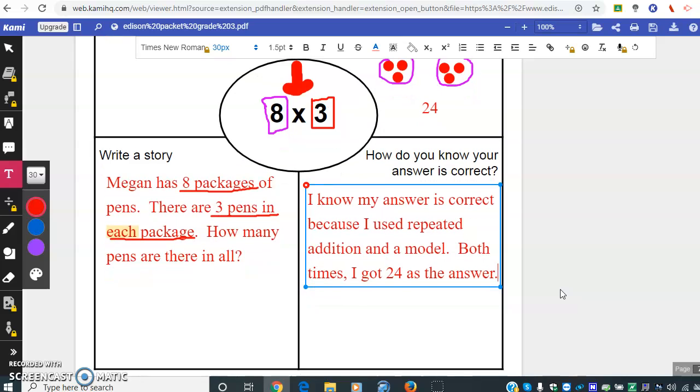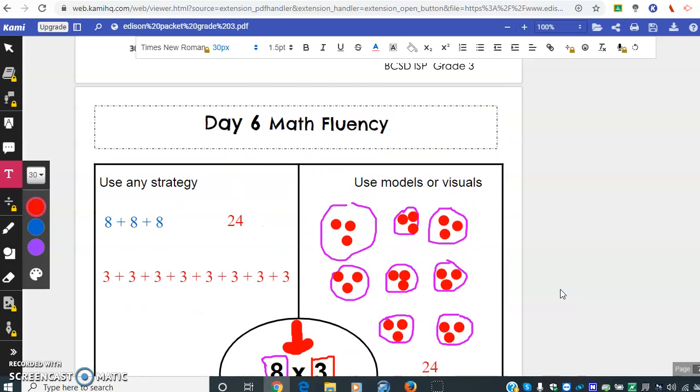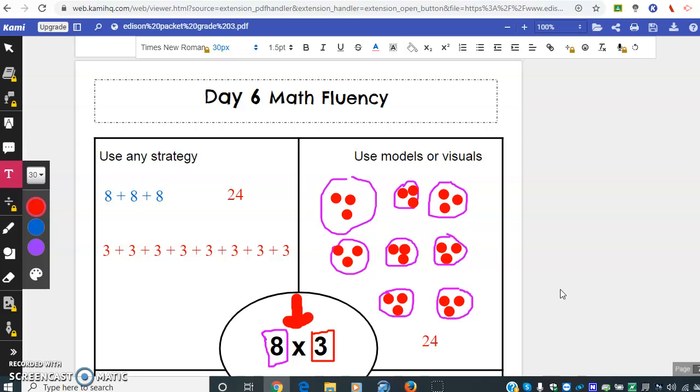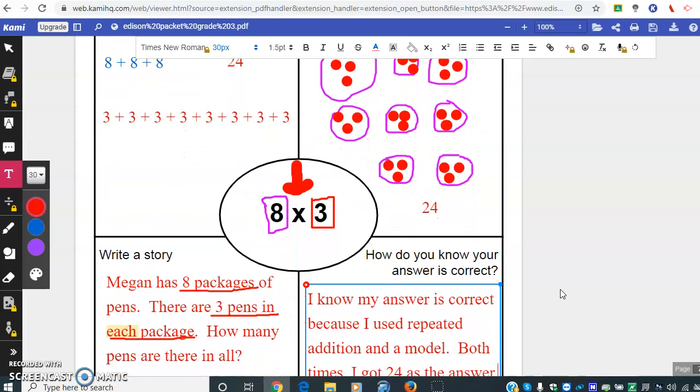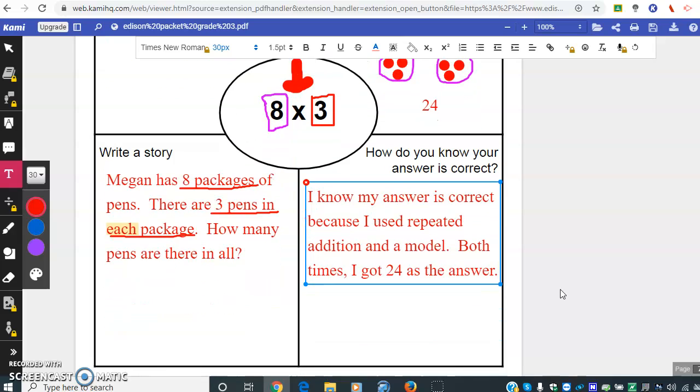All right, so a little bit of a mix-up today on our math fluency. We're now dealing with multiplication. So watch those stories. If you've already written your story and you realize that the way you wrote it turned out to be a some more, then just erase it and rewrite it. See if you can come up with your own packages, your own container. Instead of saying 8 packages, see if you can make it 8 boxes. And instead of putting 3 pens in each container, see if you can put 3 something else in each container to make your story more unique.